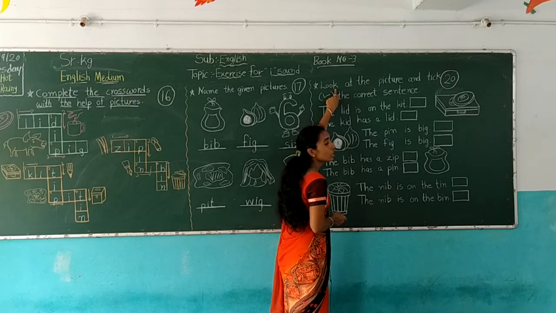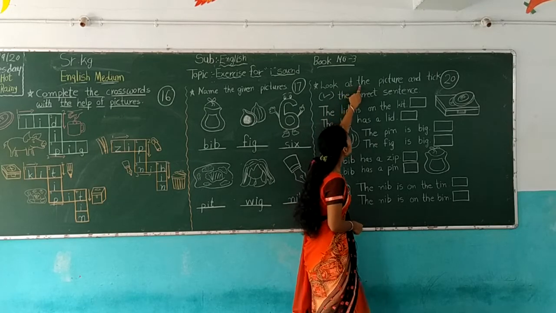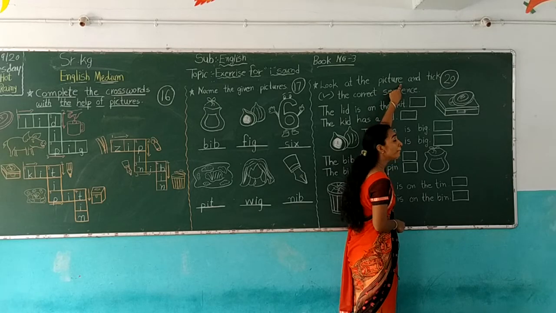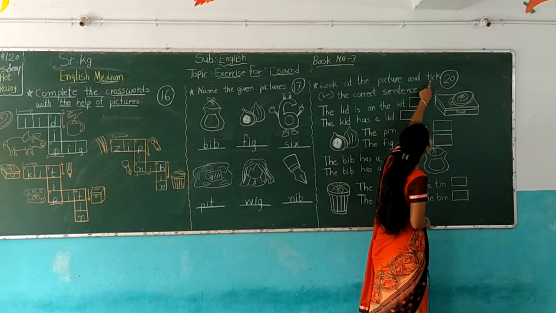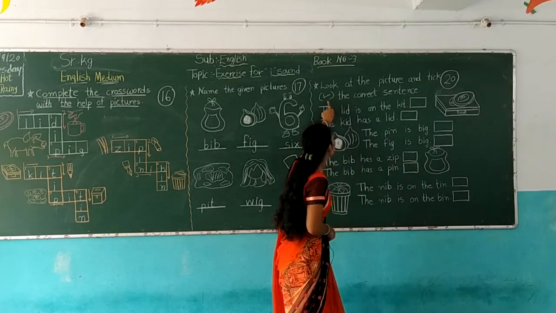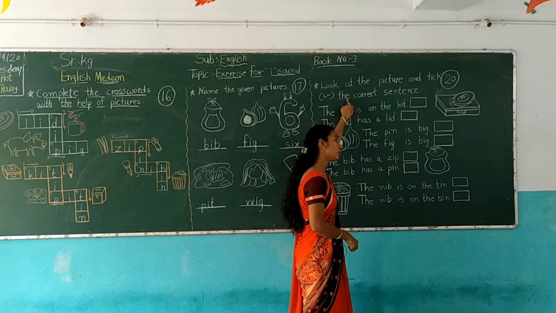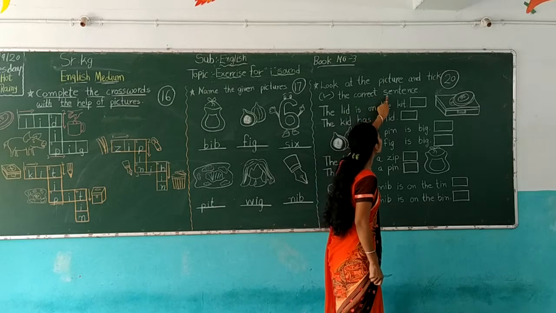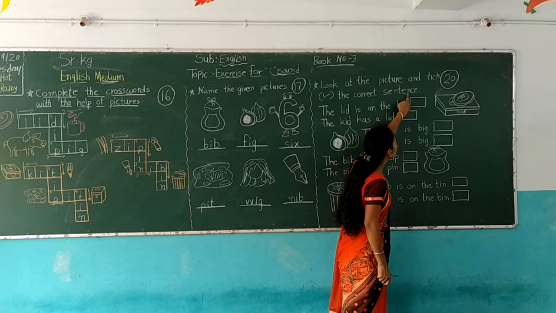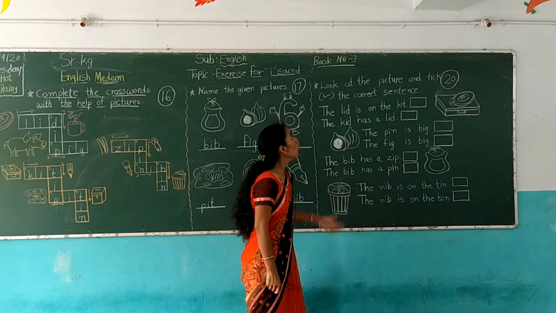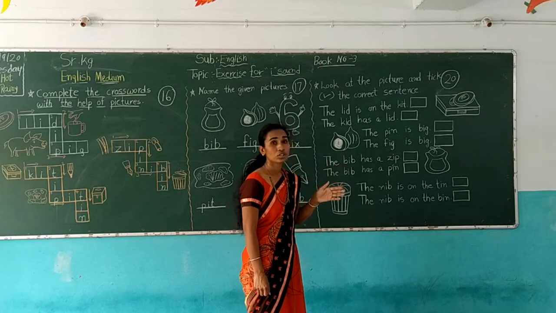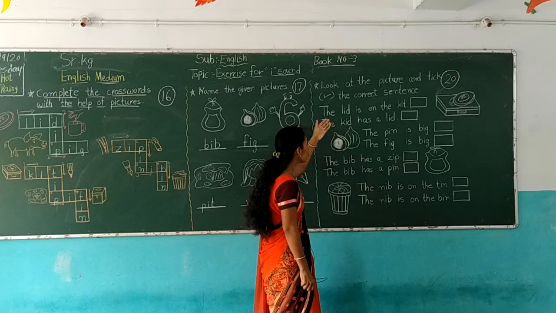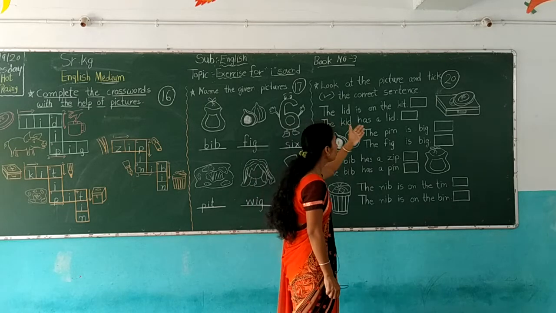L double O K, look. A T, at. T H E, the. P I C T U R E, picture. A N D, and. T I C K, tick. The. C O double R E C T, correct. S E N T E N C E, sentence. Okay, so look at the picture and tick the correct sentence. You look at this picture carefully and read this sentence carefully. After that, decide which sentence is right, and then tick it.